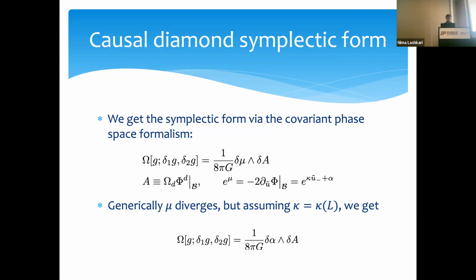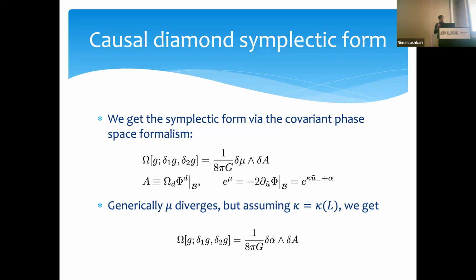But it turns out that as long as the surface gravity is just dependent on the size of the causal diamond, which seems a reasonable assumption, that piece completely vanishes when you take the symplectic form, due to the antisymmetry of the wedge product. And so as a result, you can write your symplectic form with the symplectic partners being A and alpha, where alpha is like an offset in the null time in Gaussian null coordinates.